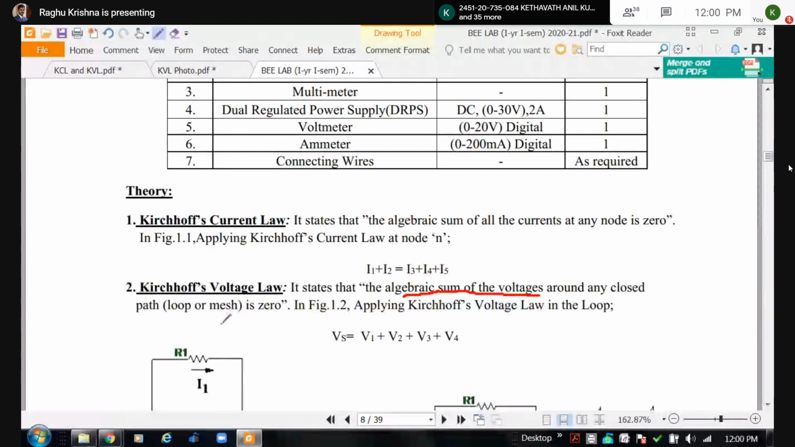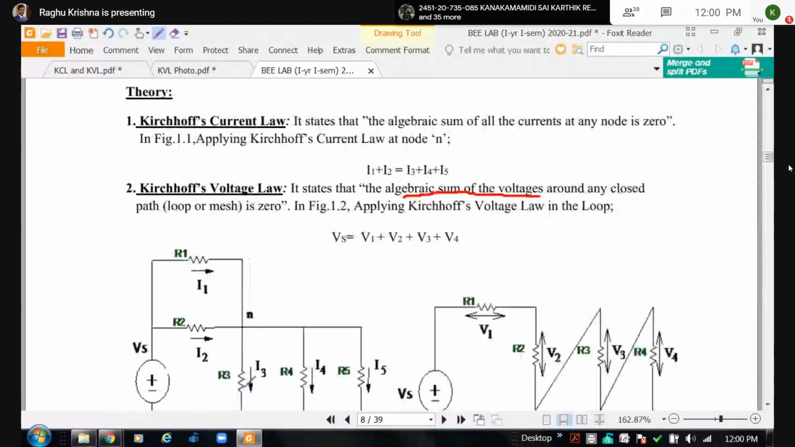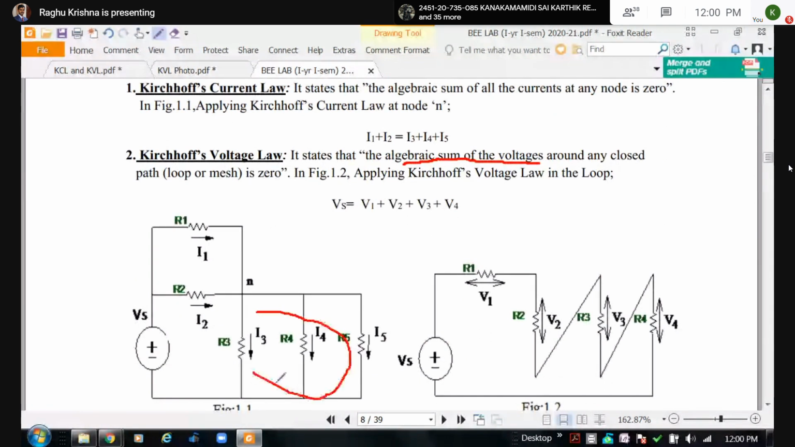For example, you can see here, this forms a loop. This is a loop. R1, R2, this is a loop, but this can also be called a mesh. It is a mesh and also a loop. So this R1, R2 is a loop and it is also called a mesh.